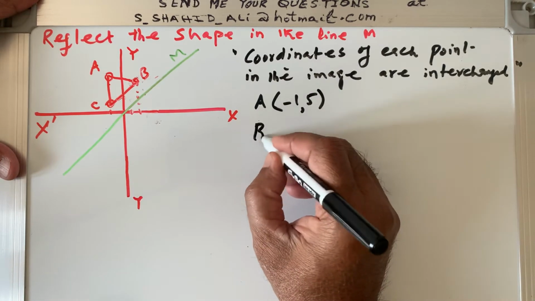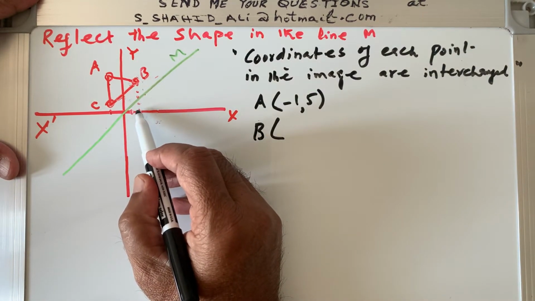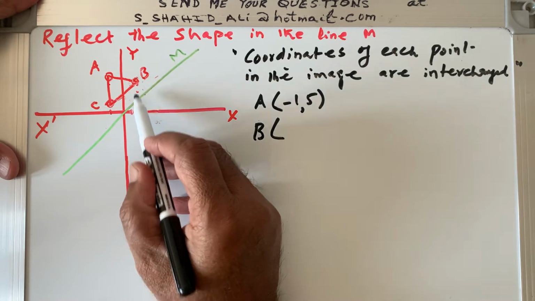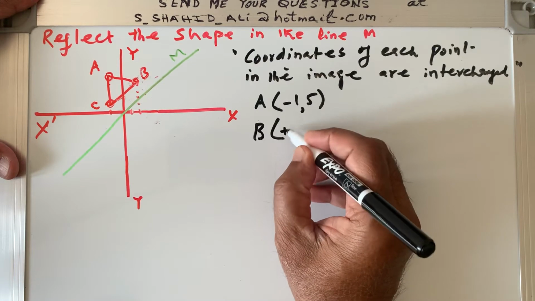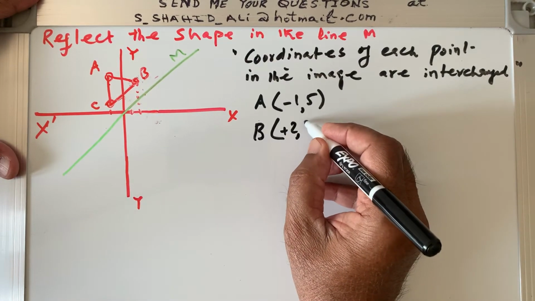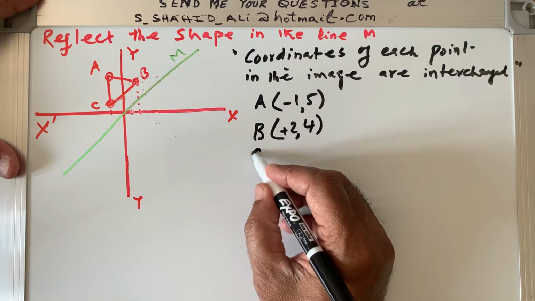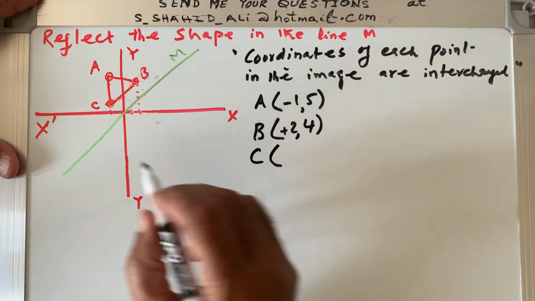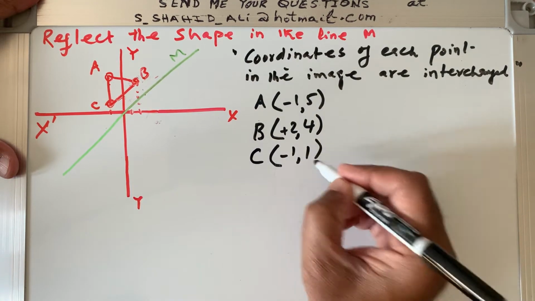And then I have B. For B, I have to count +2, and then up is 4: 1, 2, 3, 4. So my +2 and 4, +4, right? When there is no sign, we say plus. Now the C coordinate is -1 and 1. So these are the coordinates.